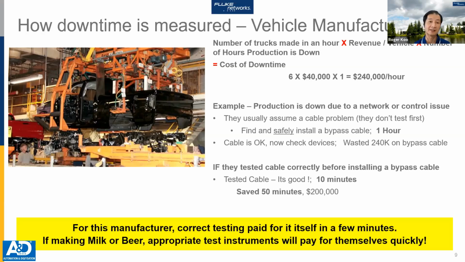What if they have a tester? A tester only takes them 10 minutes to verify that the physical link is good. If that is good, then they can move on to test the end devices. That actually saves them 50 minutes, which is about $200,000. That's the figure given to us by them. Now, for this manufacturer, correct testing paid for itself just within a few minutes. If you are a beer or a milk manufacturer, think of the savings that you will get just from investing in a good cable tester.